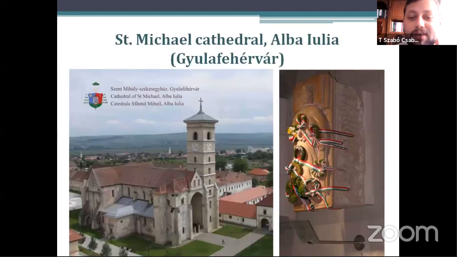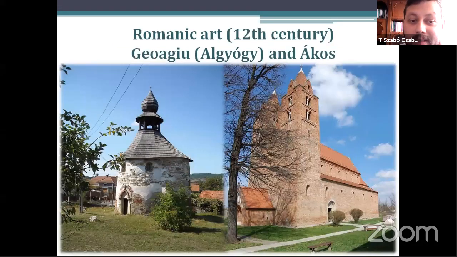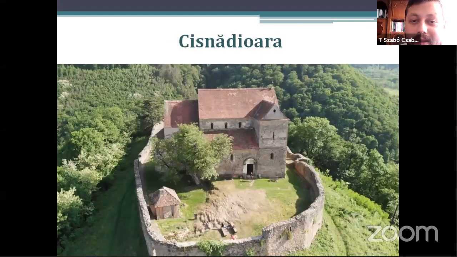One of the most fascinating heritages of Transylvania, and now one of the most visited sites, is the medieval heritage from these 500 years when Transylvania was part of the Hungarian kingdom. Most of the sites you can visit are from this period. For example, the famous St. Michael Cathedral in Alba Iulia is from 1009 AD, so it is a more than 1,000-year-old cathedral. There are also several Romanesque churches from the 12th century, for example in Gioagiu and Ákos. These are also part of the Transylvanian heritage. Cisnedeara, again, is from a very early period of the medieval times.